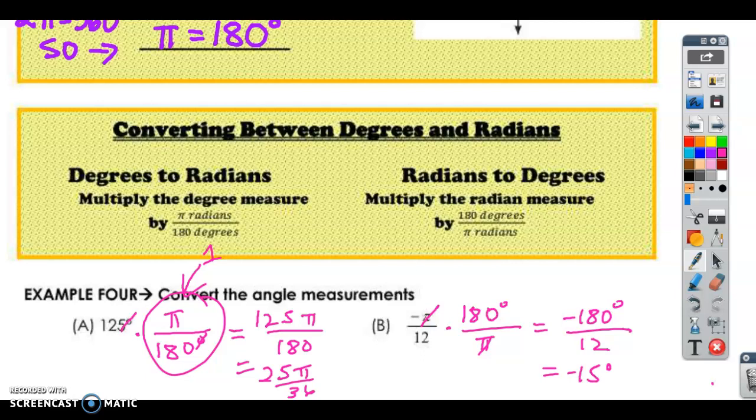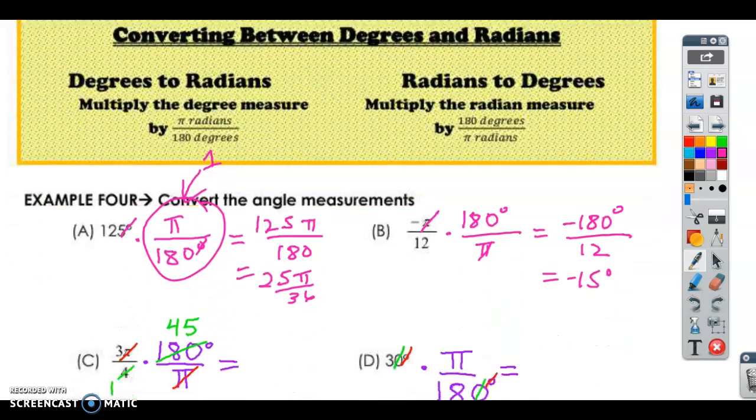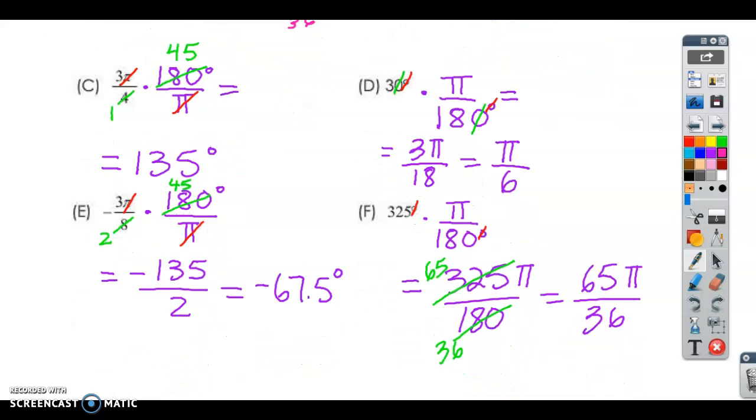See if you can try the rest, and I'll show you the answers. All right, so here we go. Take a look, pause it, look at your answers, see if you have any questions. We can talk about them in class.